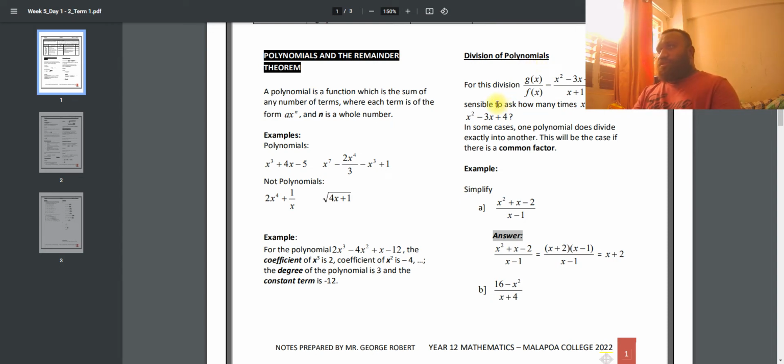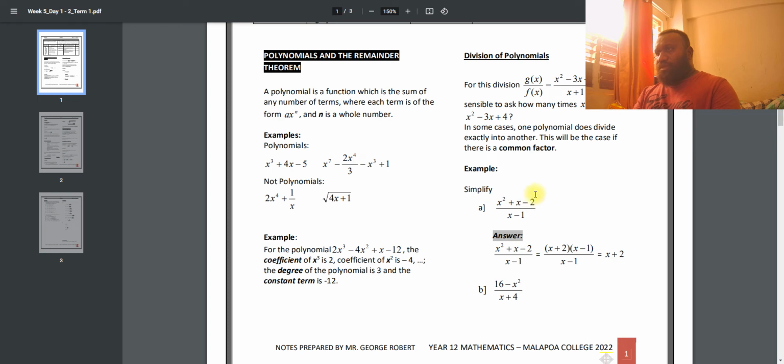Division of polynomials. What we do here is, for a division like this, it is sensible to ask how many times x plus 1 goes into x squared minus 3x plus 4. In some cases, one polynomial does divide exactly into another. This will be the case if there is a common factor. For instance, we are given x squared plus x minus 2 over x minus 1. How many times does x minus 1 go into x squared plus x minus 2?